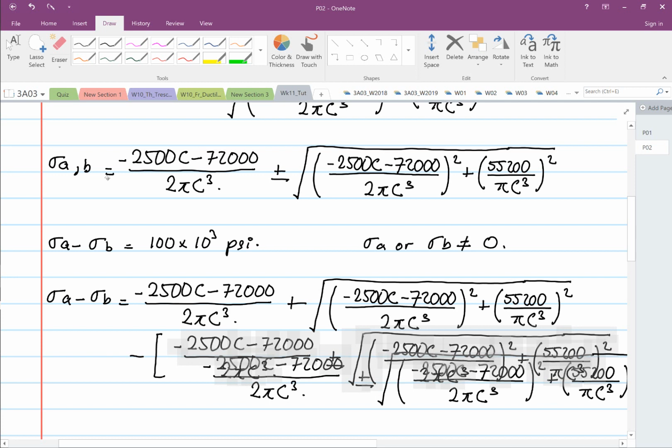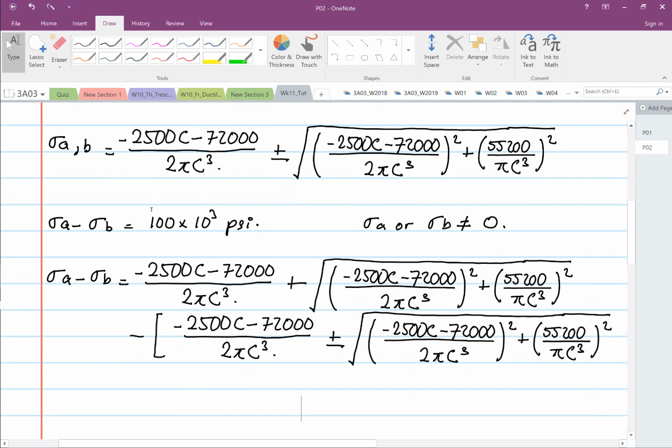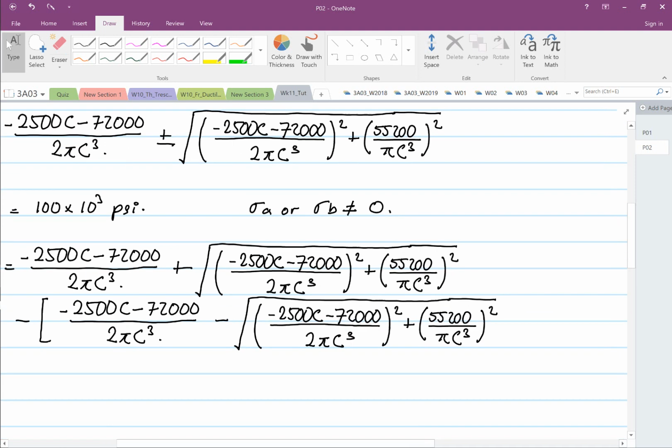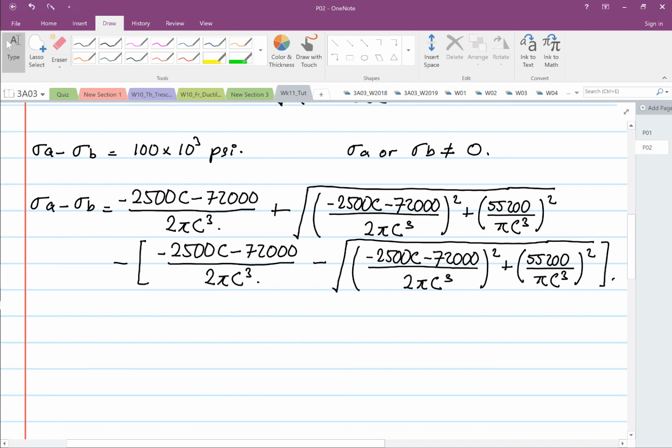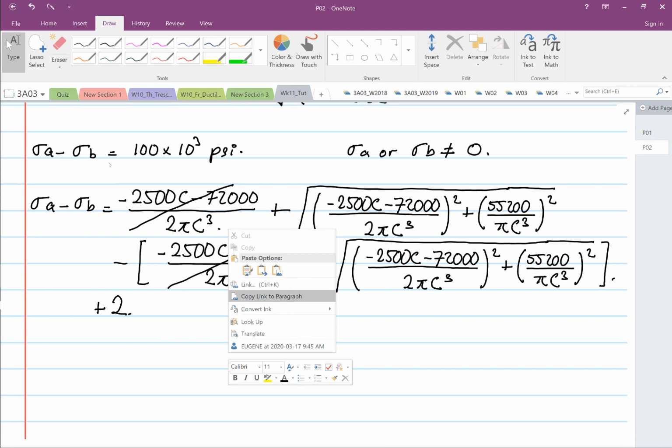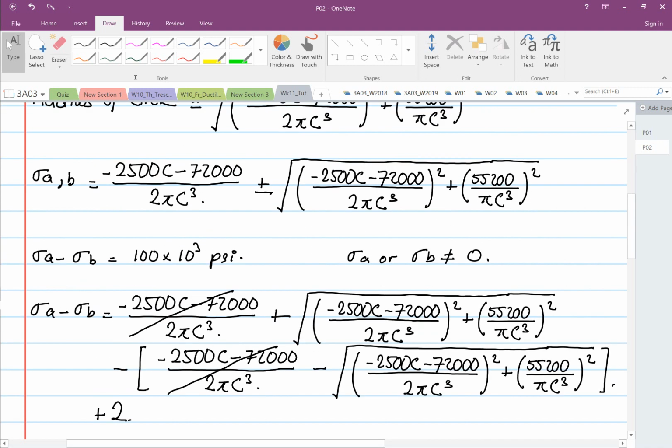And now over here, the second term will be a minus square bracket. Okay, and then from here, minus minus plus, so these two terms can be cancelled off, so this is plus twice. Okay, and then I'm going to copy this term over here.